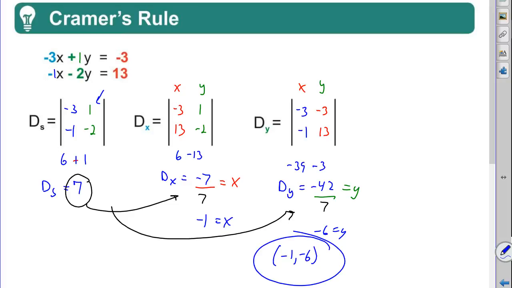Hey, not so tough. If it were 3 by 3, you'd do the exact same thing. You'd find the system determinant, the x determinant, y determinant, and z determinant, divide them by the system determinant, and voila, x, y, z. All right, there you go.